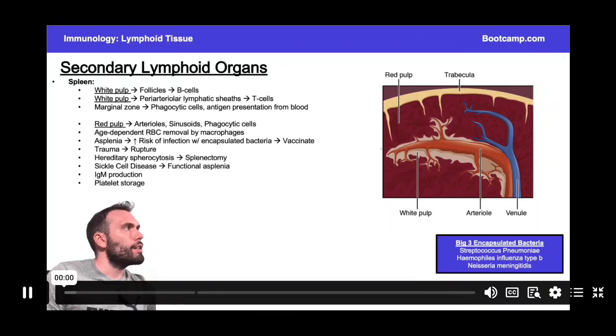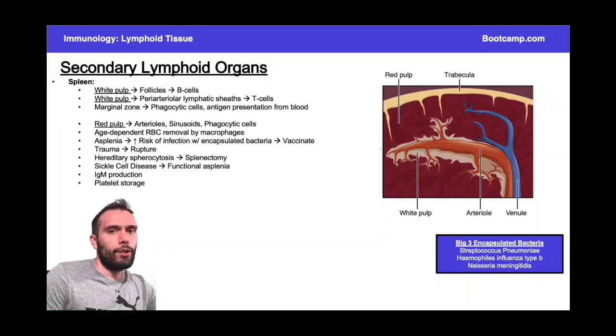All right, so let's talk a little bit about the secondary lymphoid organs. The first one we'll talk about here is the spleen. When I think about the spleen, I like to organize it into two categories. I think about the white pulp and I think about the red pulp. Now what I want you to do is just think about how you would get into the spleen, right?